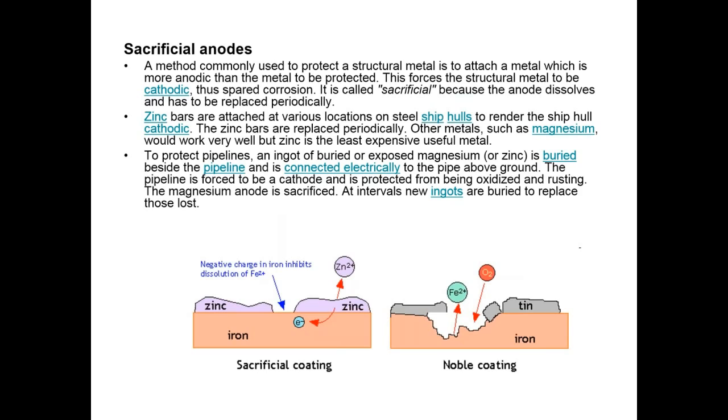And so zinc anodes have been used even today on ship hulls or different structures, and other metals such as magnesium have been used as sacrificial anodes. And this has been used from structures all the way to even semiconductors.